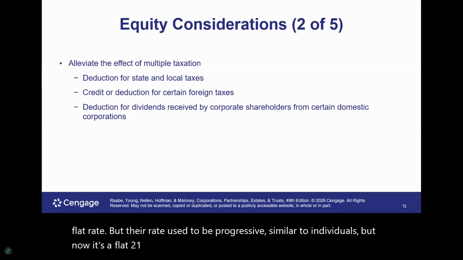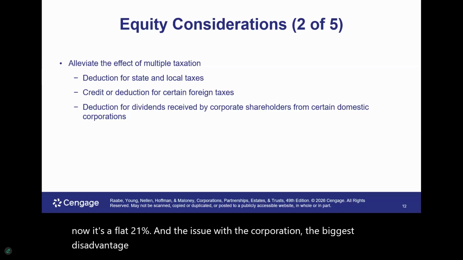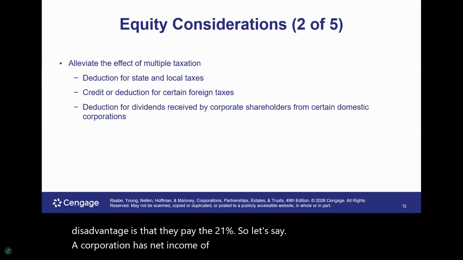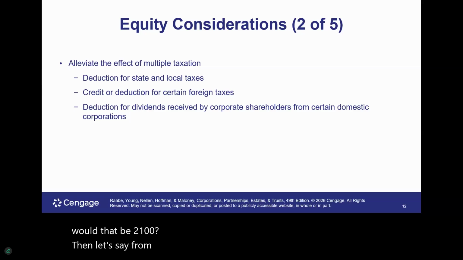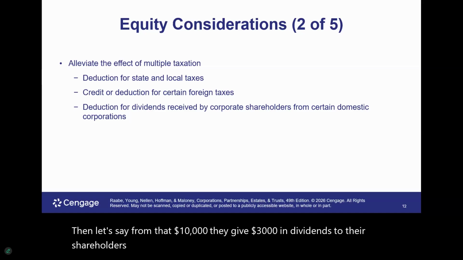And the issue with the corporation, the biggest disadvantage, is that they pay the 21%. So let's say a corporation has net income of $10,000. They're paying 21% taxes. So what would that be? 2,100. Then let's say from that $10,000, they give $3,000 in dividends to their shareholders. The shareholders are going to pay taxes on the $3,000.